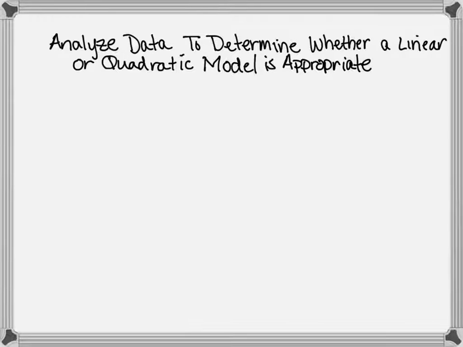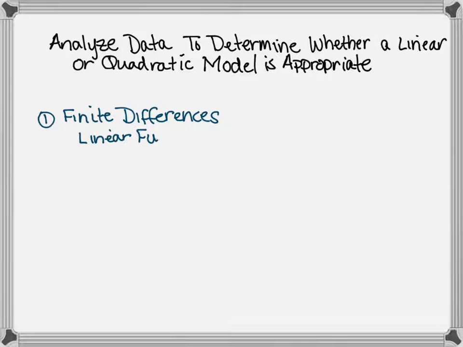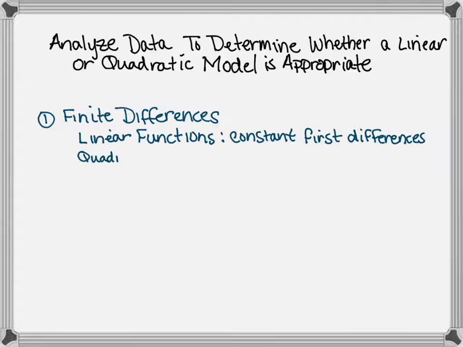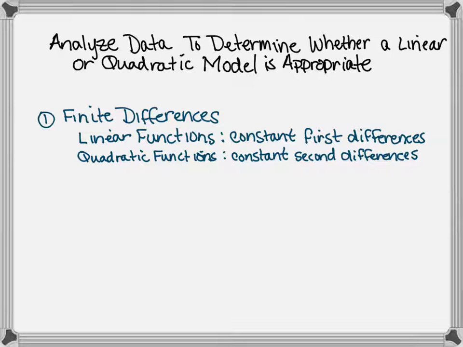We're going to look at a couple different ways of analyzing data to determine whether a linear or quadratic model is appropriate. The first method that we'll look at will be using finite differences. What's important to know here is that a linear function will have constant first differences, while a quadratic function will have constant second differences. And we'll look at what first differences and second differences are in a moment.